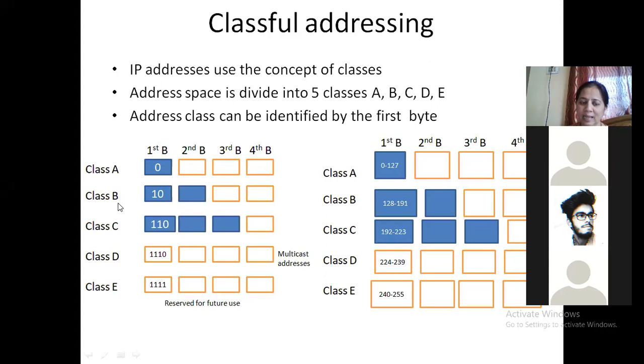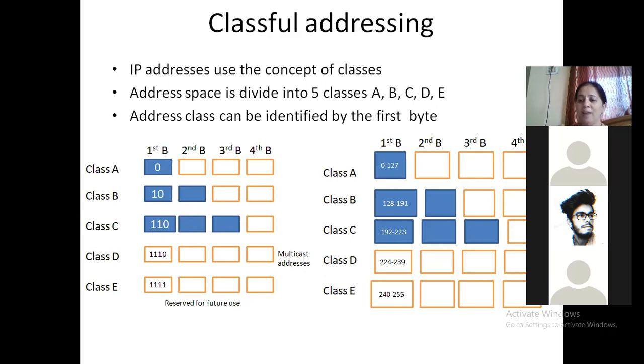In class B, the addresses begin with 1 0. So the first bit is 1, the second bit is 0, and the remaining bits follow. So if addresses begin with 1 and 0, then it is called a class B address. In class B, 16 bits are used for network ID and another 16, which is shown transparent, indicates the host ID. In class C, the addresses begin with 1 1 0.